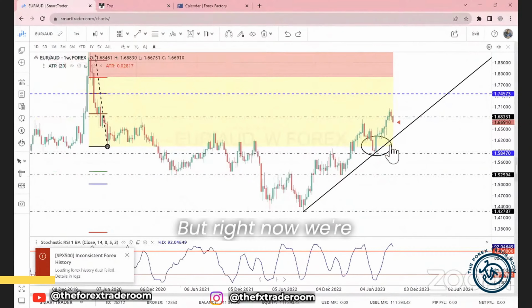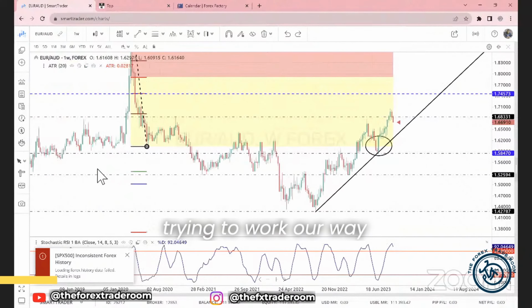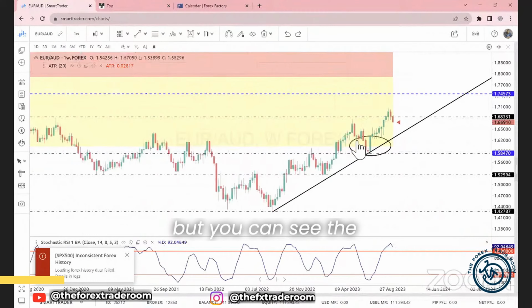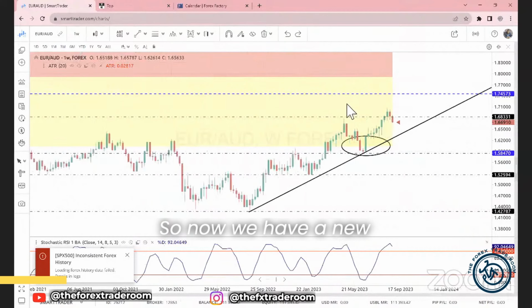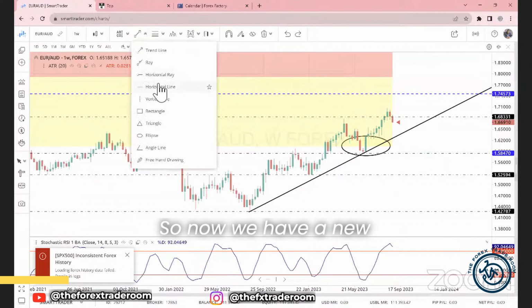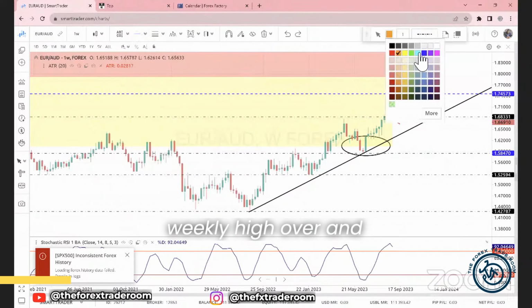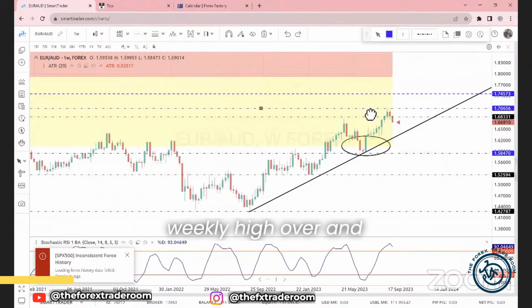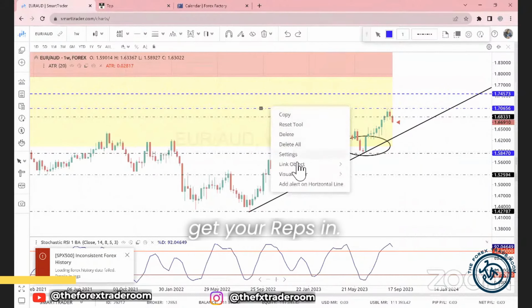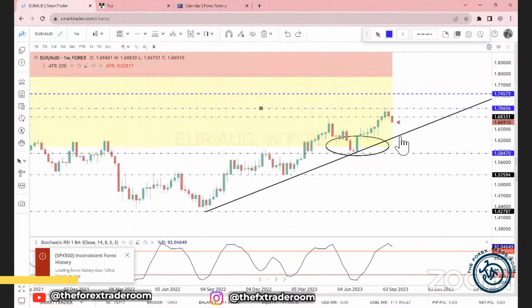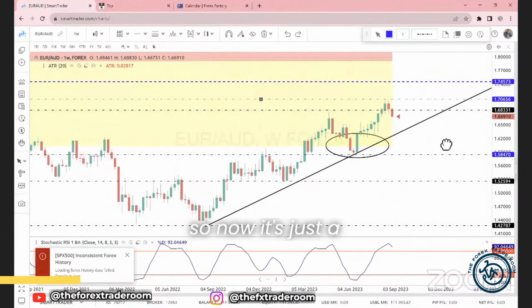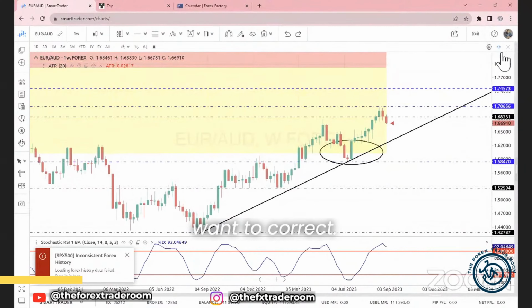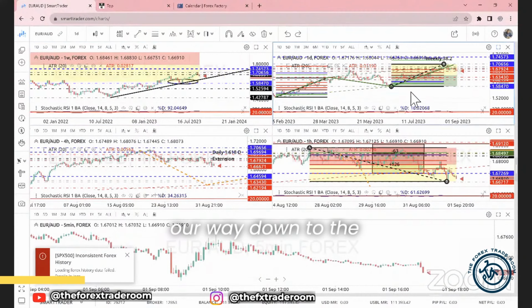So we'll see. But right now, we're trying to work our way from the weekly level, overall bullish, trying to get to that 382. But you can see the market moves in waves. So now we have a new weekly high. Over and over, everybody get your reps in. We're pushing low. So now it's just a matter of how deep we want to correct. We'll continue to work our way down the charts.